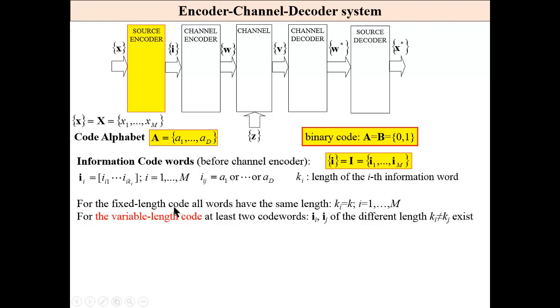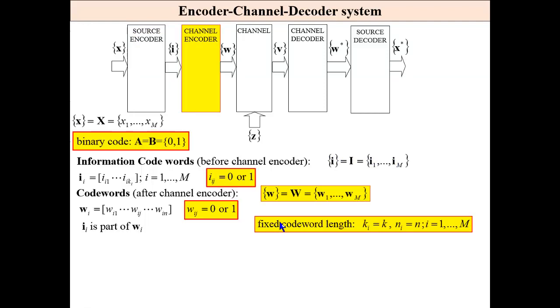For the fixed length code, all words have the same length. For the variable length code, at least two code words have a different length, and we will discuss such an issue during this presentation. This is the next block. Next blocks, channel encoder, channel and channel decoder, they will be discussed in the next screencast.